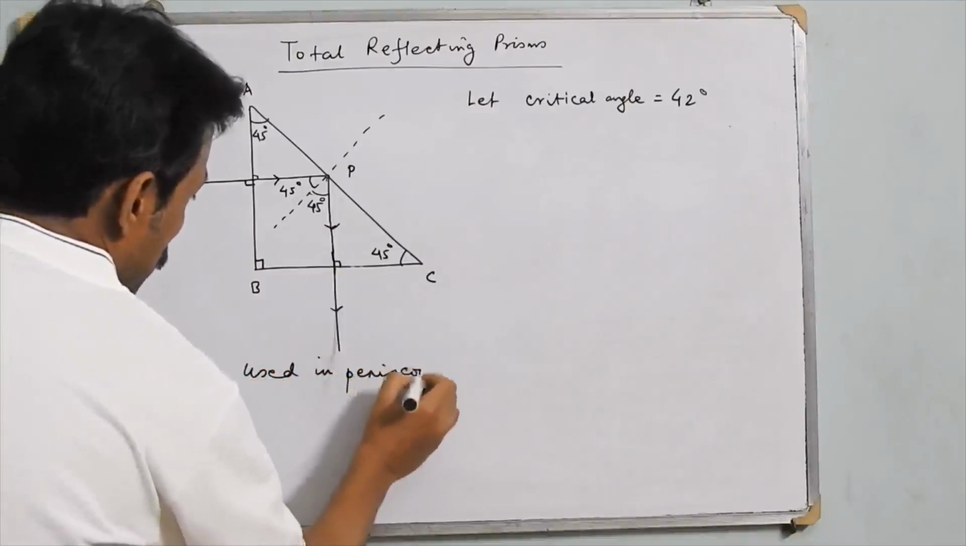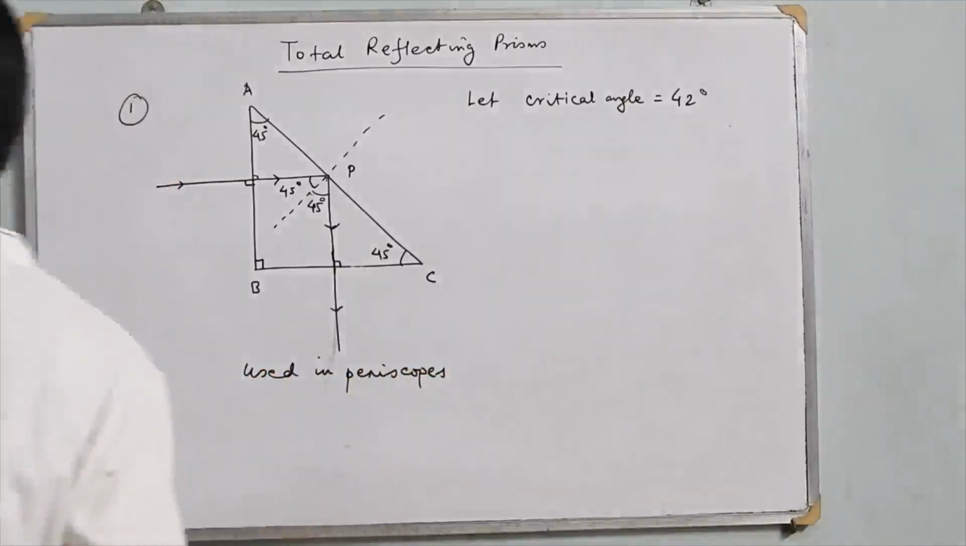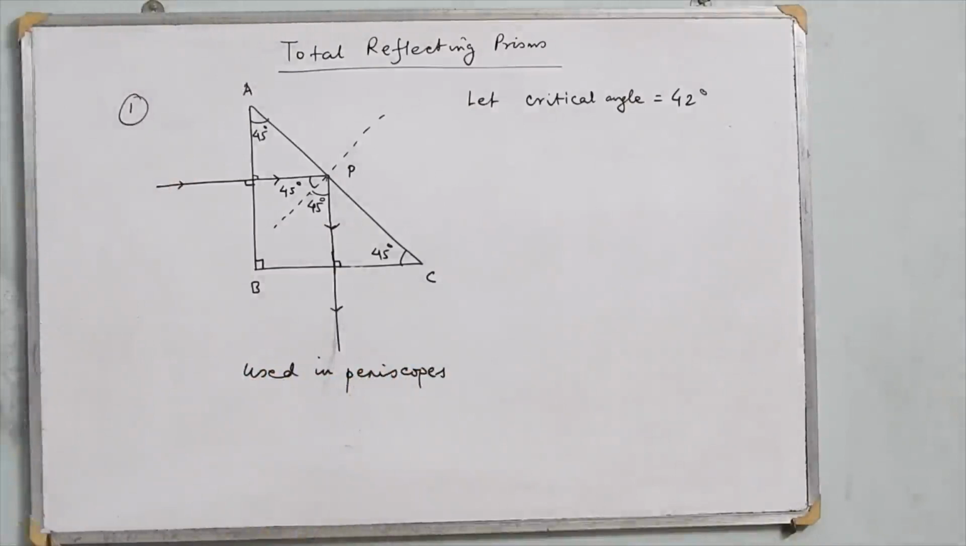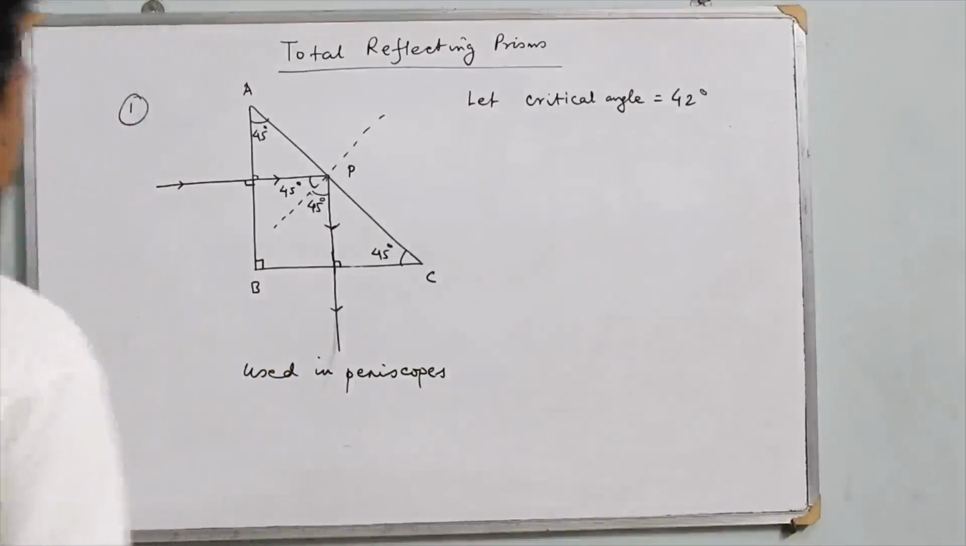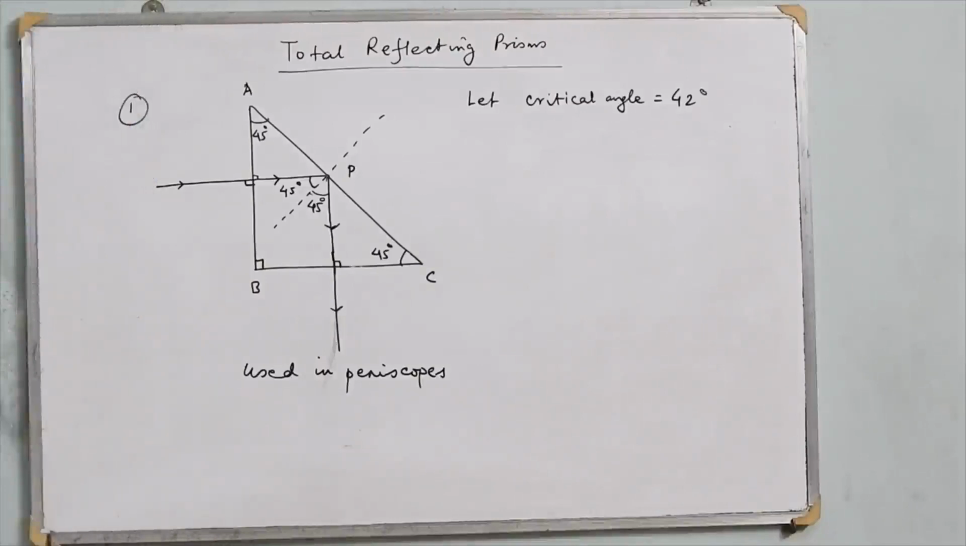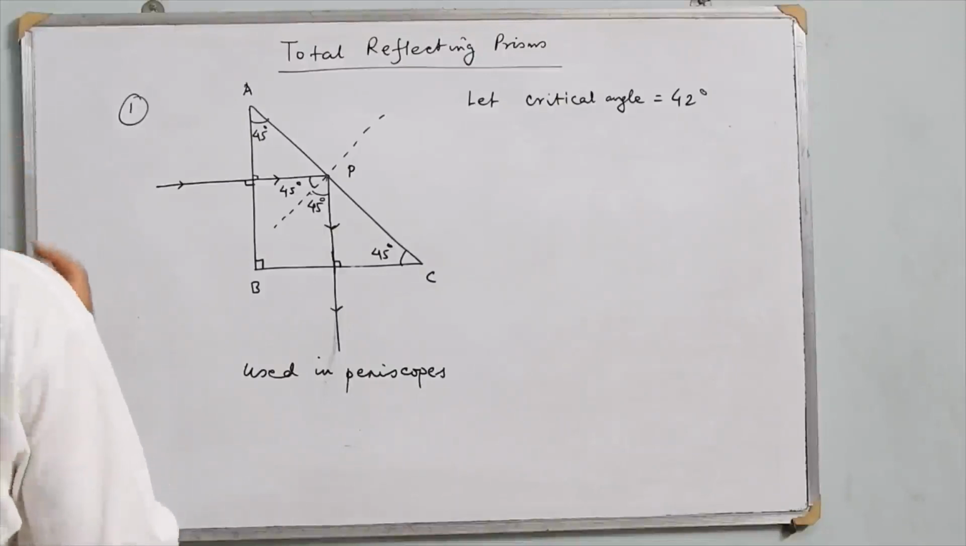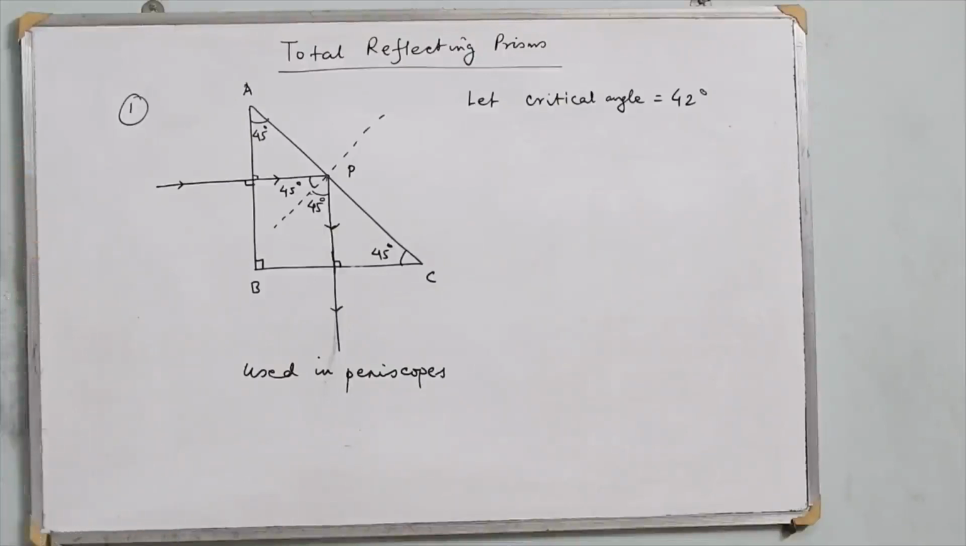It is used in periscopes. In place of a plane mirror, we definitely use this type of total reflecting prism in a periscope, so that the intensity of the image is more and we can get a more prominent image. So you see that light suffers total internal reflection when it is moving from denser to rarer medium in this type of prism, and hence it is also called a total reflecting prism.